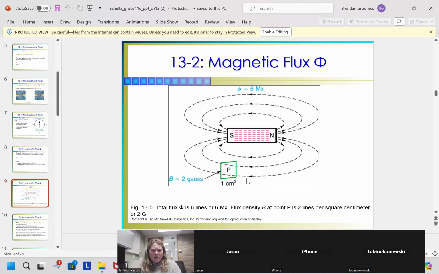Any questions on that? Does that make sense? Again, the main things are understanding magnetic flux and flux density. And again, these terms are in relation to the magnetic field, which is what this picture is of.